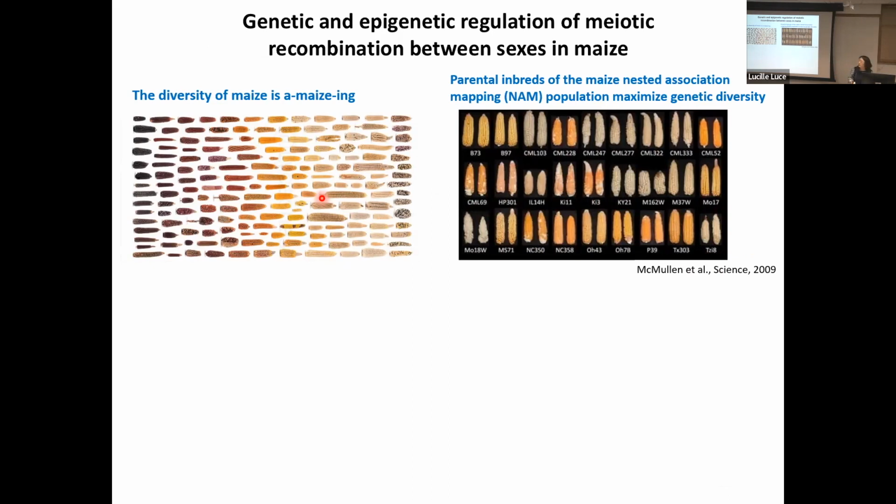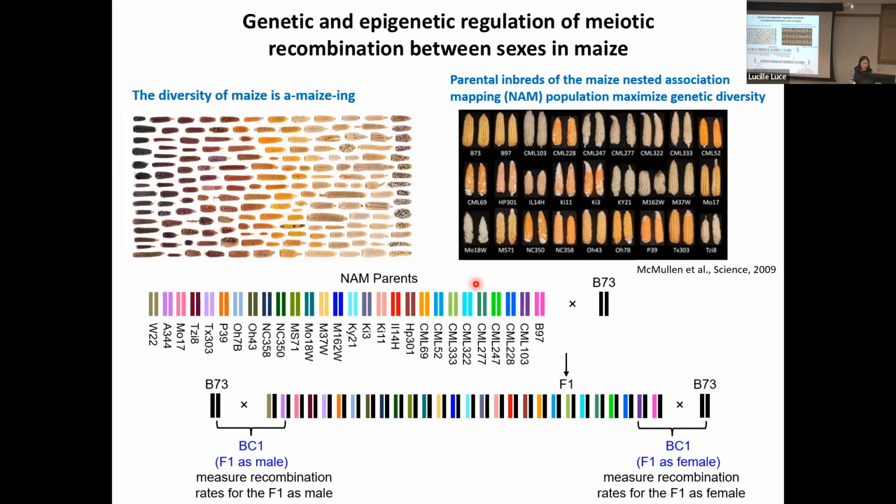And then we want to compare female and male meiosis. So that's why we crossed these 25 NAM lines with B73, and then we created these F1 hybrids. Then we use these F1 hybrids as female, and meanwhile use these F1 hybrids as male to produce backcross populations. Then these two different backcross populations can be used to estimate recombination that occurred in F1.